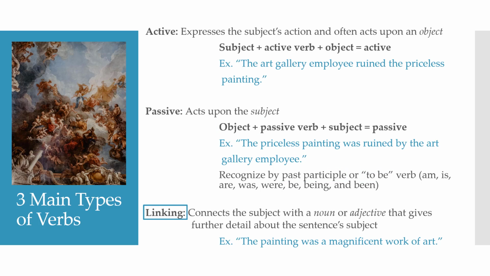Lastly, linking verbs connect the subject with either a noun or adjective. These give further detail about the sentence's subject. For instance, the painting was a magnificent work of art.